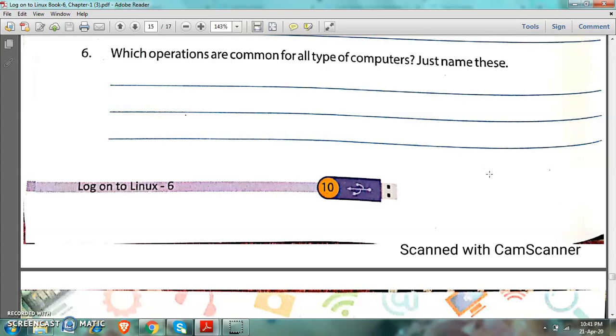So I will discuss the remaining questions in the next video. Till then, your work is to find out questions number 4, 5, 6 from the reading part. I want to see how many of you can find them. If you have read the chapter carefully, you can easily find the answers. So let's wait for the next video to complete the exercise of this chapter.